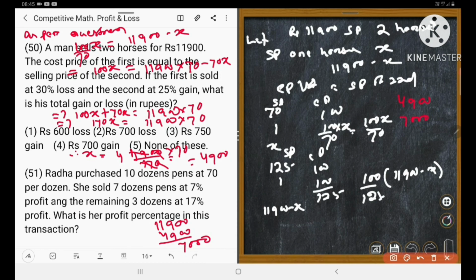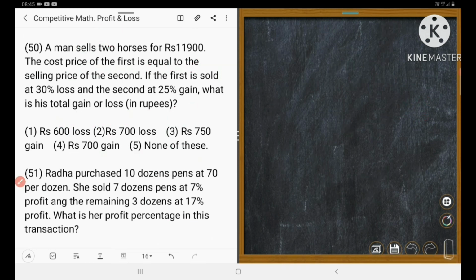So what is asked in the question? What is the total gain or loss? So we will calculate the loss percent. In the first instance, he lost 30%. The SP of the first horse is 4,900 and the second is 7,000. Here there is a 30% loss and here a 20% gain.